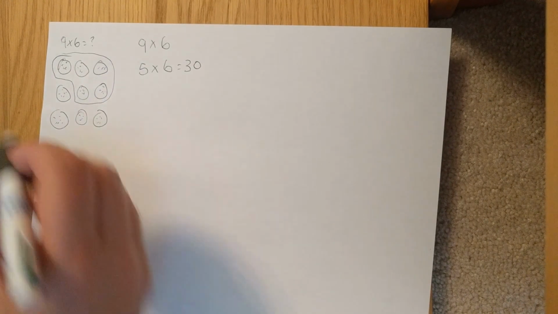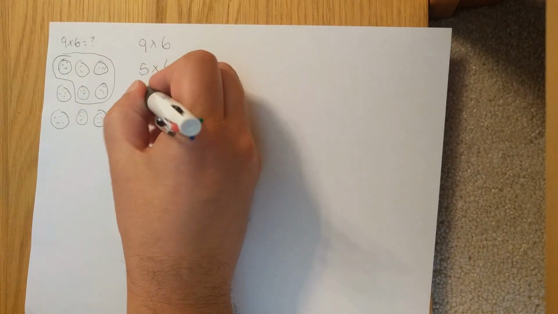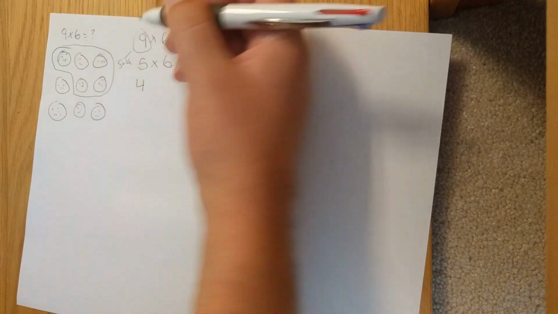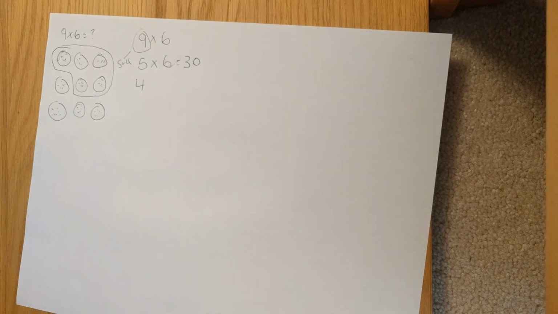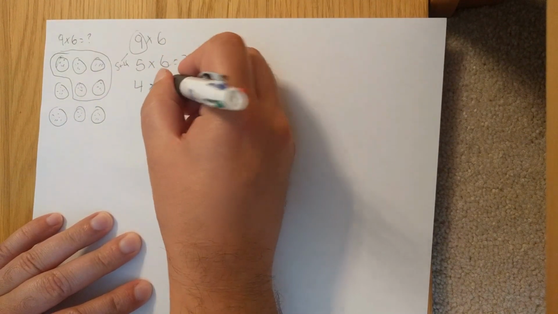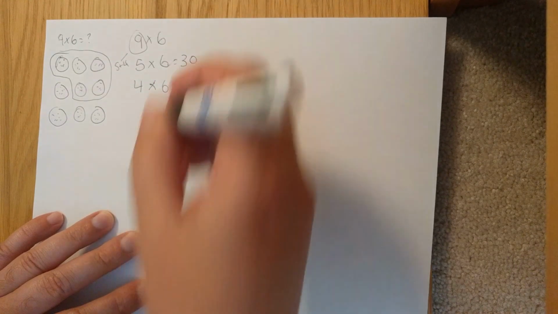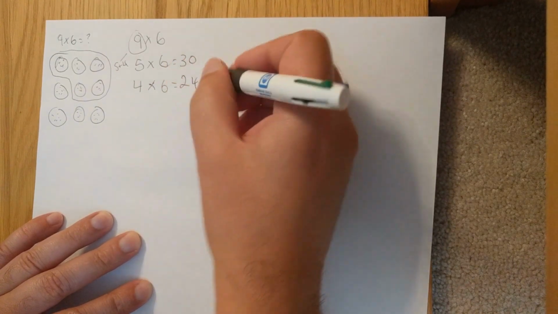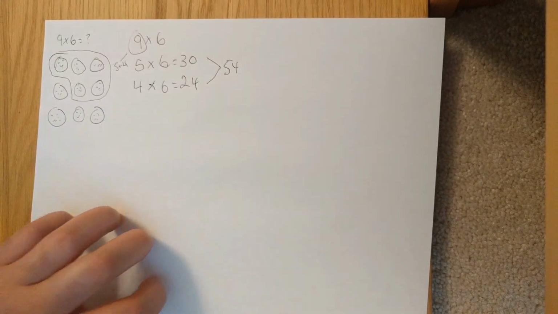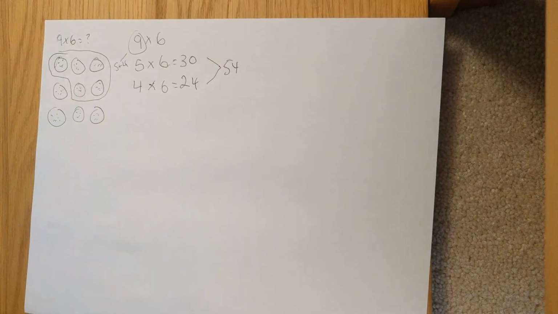Well, how many other groups? Well, I can count 4, and that makes sense because our 9 is 5 plus 4. So as long as I account for all my groups in some way, then I'm okay. Right? And if I know 4 times 6 is 24, then I'm good to go because that's going to be giving me my 54. So even if you're not good with one of your times tables, let's say I'm not good with my 9s, then that's okay.